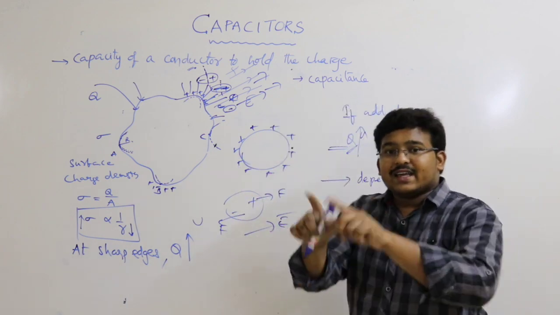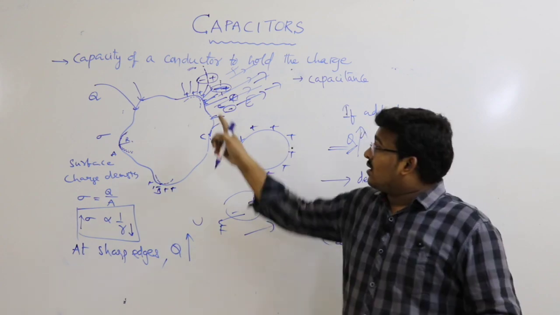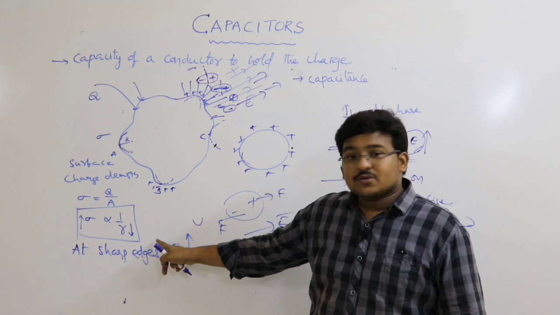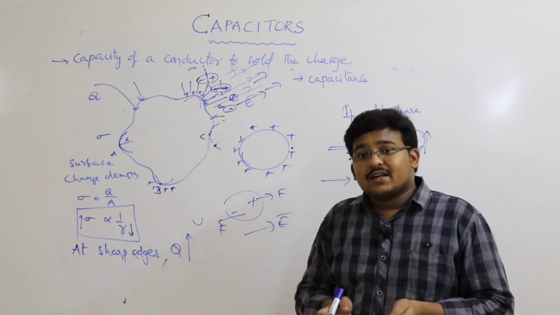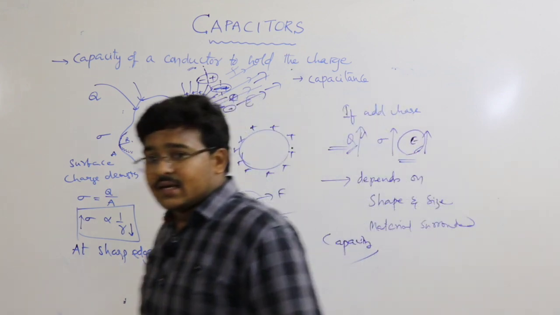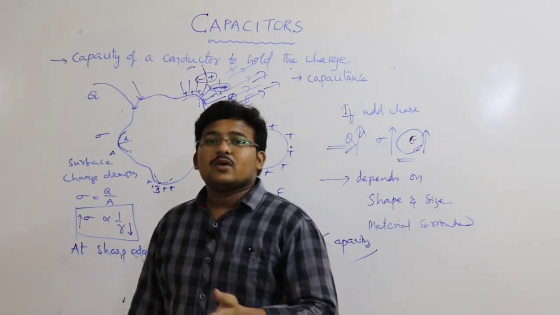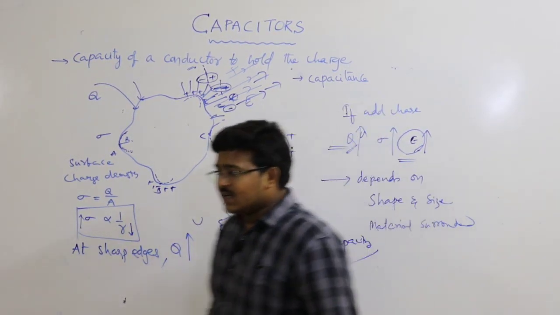I have explained by taking a conductor of different radius of curvature. So that is how there is a limit for the capacitance, right?